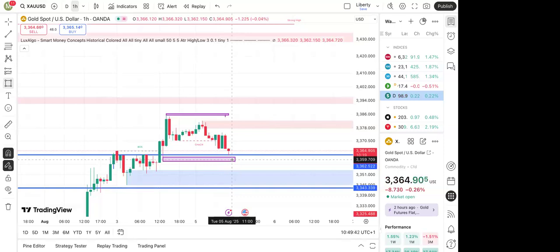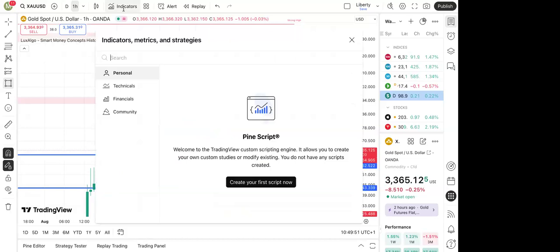While we are doing that, I would also like to introduce another indicator which is necessary in the SMC. That is a fair value gap.